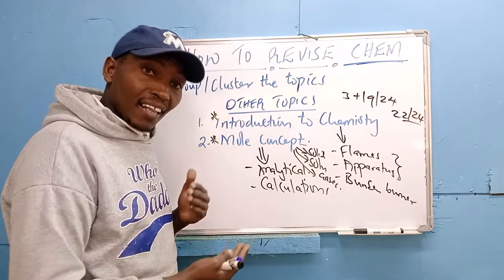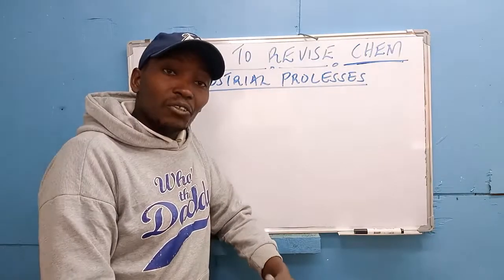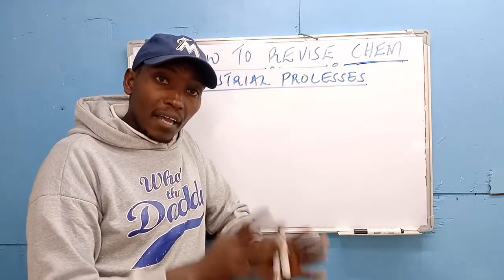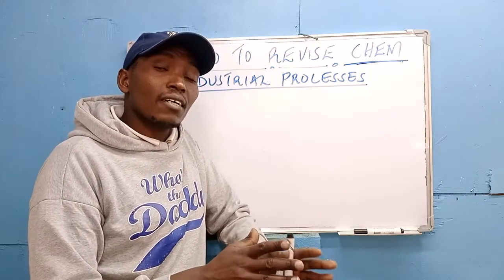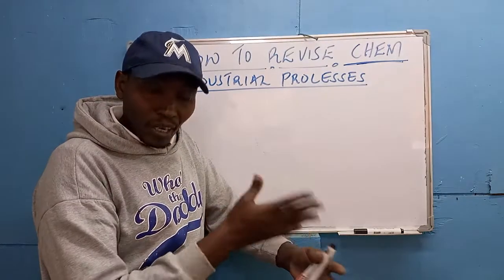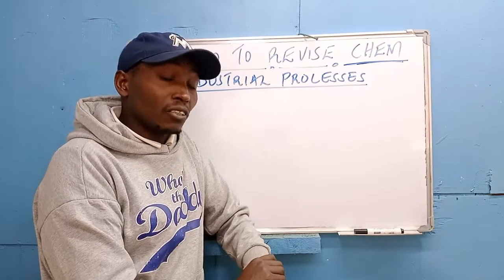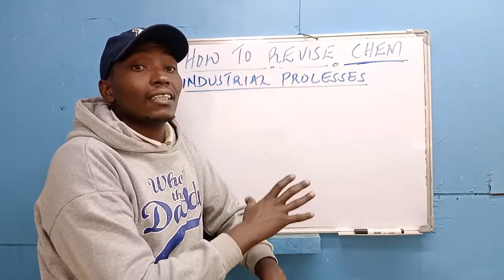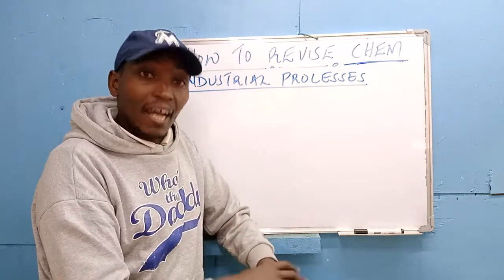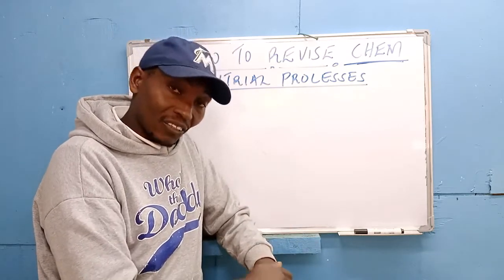Now we go to another way of revising chemistry. Another good way to revise chemistry is by approaching it from the industrial processes concept, because there are several industrial processes that are covered. This is the section where I will list them, and maybe we say one or two things about the industrial processes.